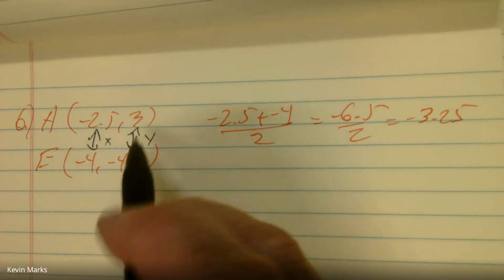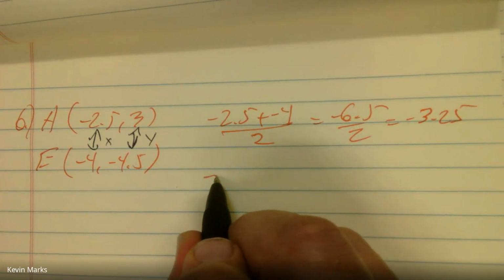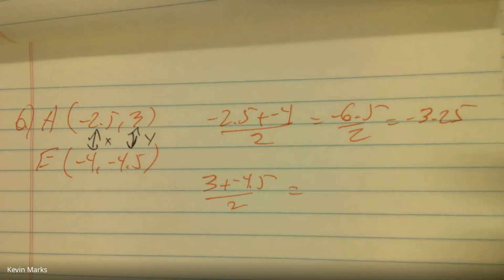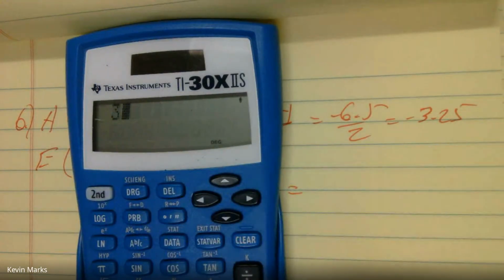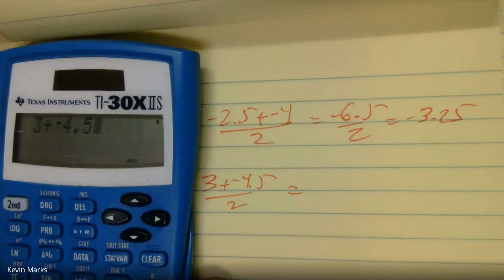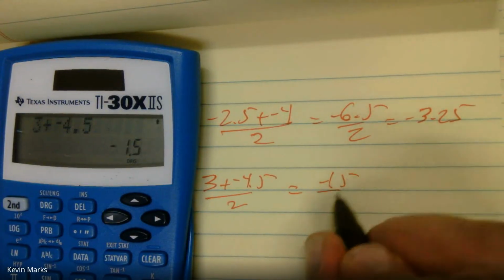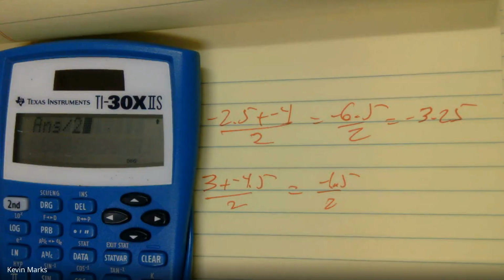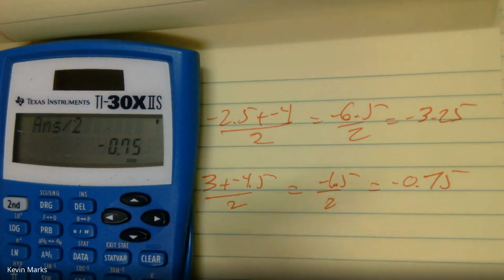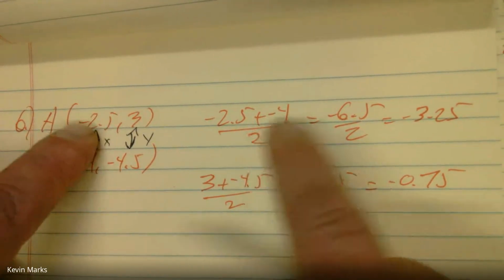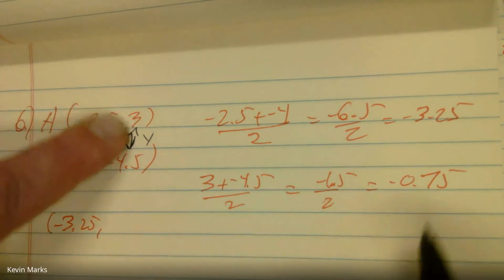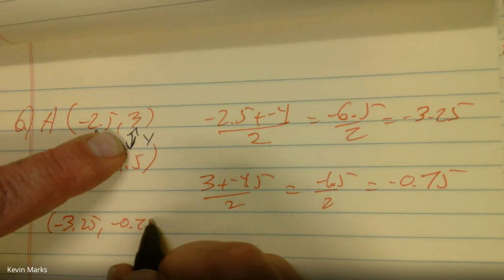And then you do the same thing with the y coordinates. You average those by adding them. So 3 plus -4.5, and then divide by 2, right? Add them, divide by how many there are. There's 2 of them. So 3 plus -4.5 is -1.5. And then divide that by 2. So there's your -0.75. All right, so putting that together, when we average the x's, we got -3.25. And when you average the y's, we got -0.75.